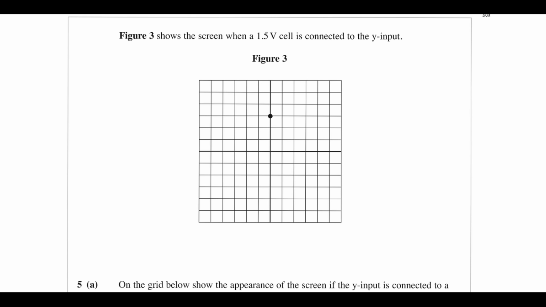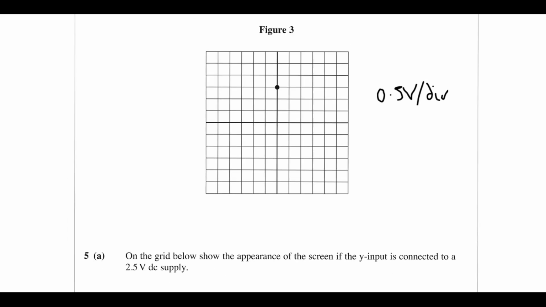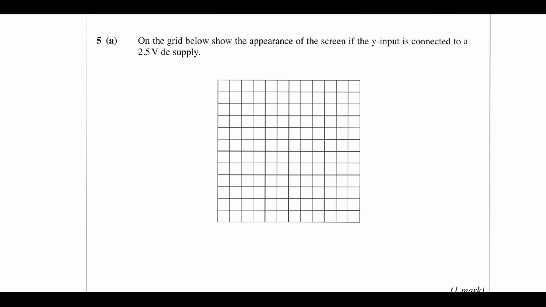So we've got a screen where we've got a 1.5 volt cell connected to the Y input. So we can see that 1.5 is 3 squares, or there's 0.5 volts per division as the Y gain there. Okay. On the grid below, show the appearance of the screen if the Y input is now connected to 2.5. So that's going to be 5 squares.